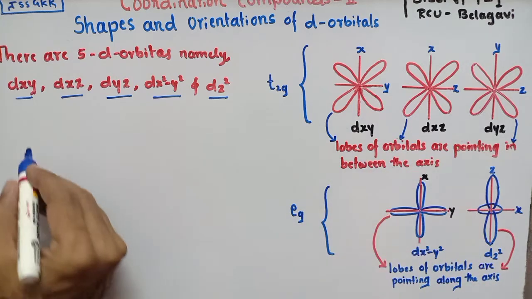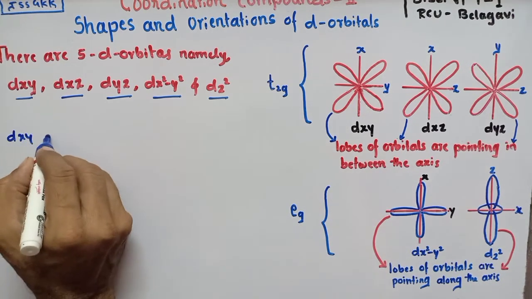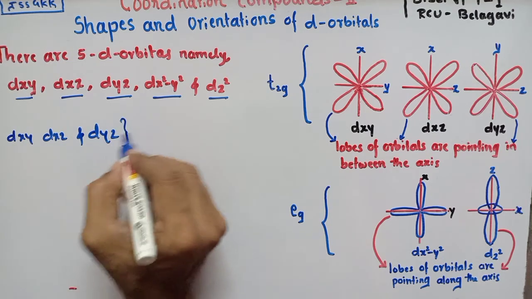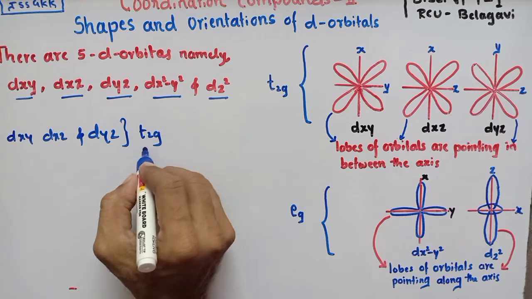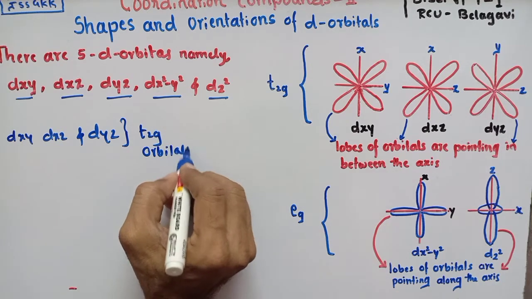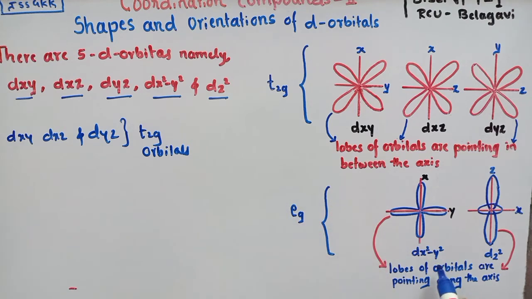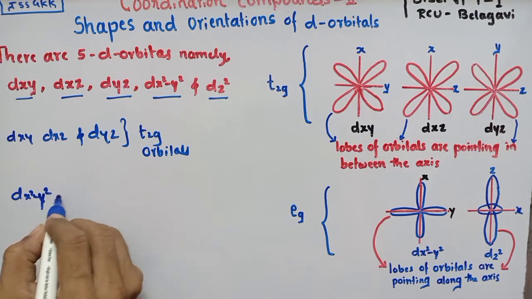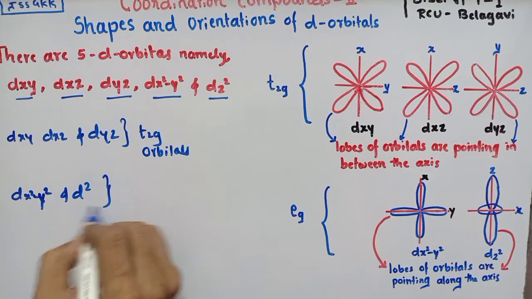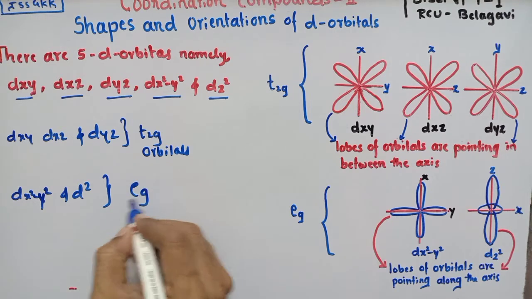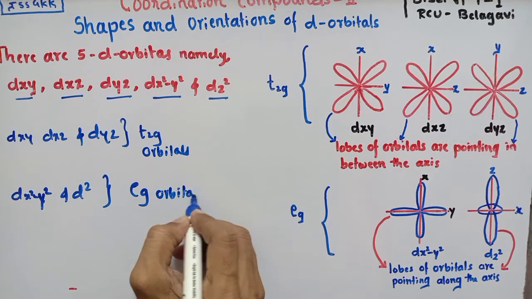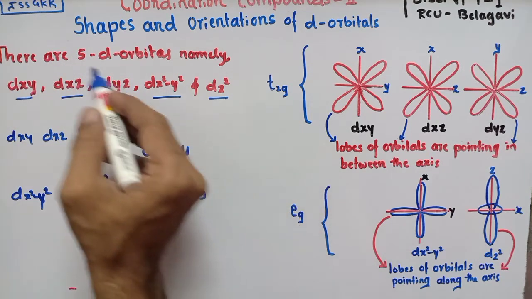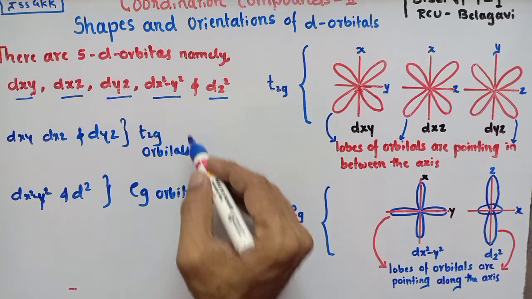One set consists of dxy, dxz and dyz orbitals, and it is termed as T2g orbitals. Whereas one more set consists of 2 orbitals, that is dx square minus y square and dz square orbital. These 2 orbitals are known as Eg orbitals. Thus, the d orbitals can be grouped into 2 sets of orbitals, that is T2g orbitals and Eg orbitals.